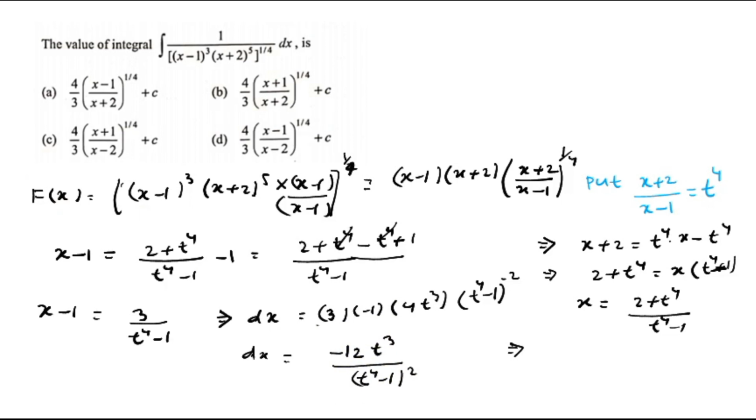Now we have to find the value of x plus 2. We find that x is equal to (t⁴ plus 2) divided by (t⁴ minus 1), so x plus 2 after simplification is equal to 3t⁴ divided by (t⁴ minus 1). So now we integrate the given function.